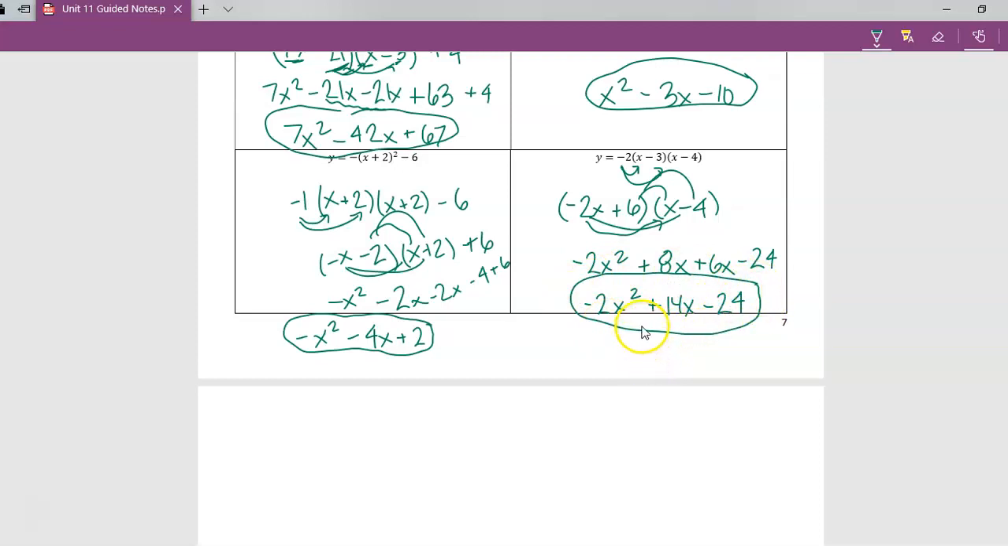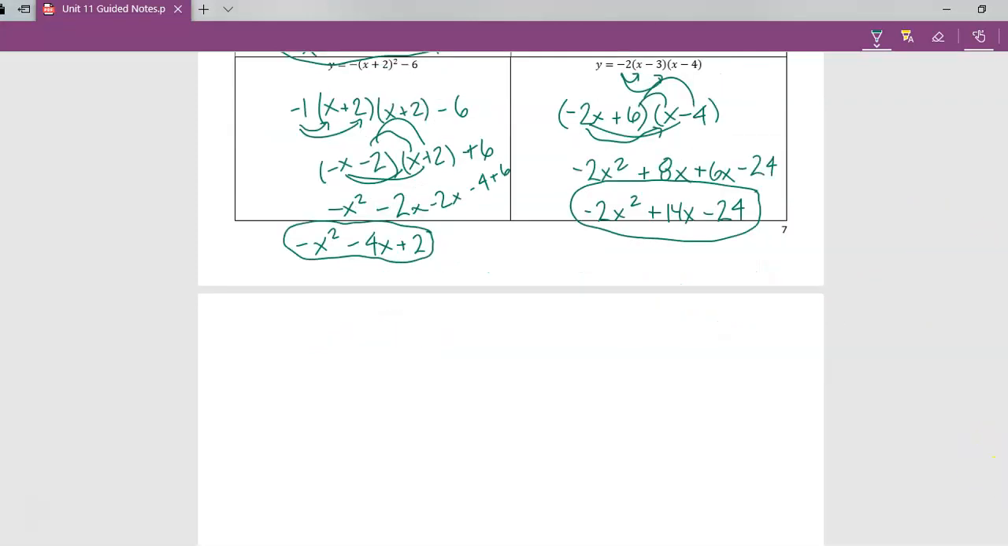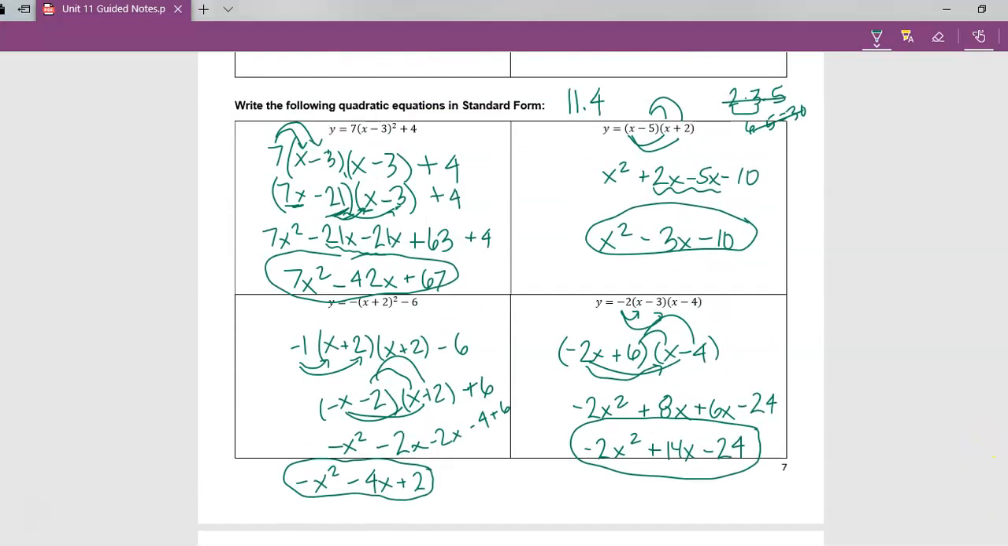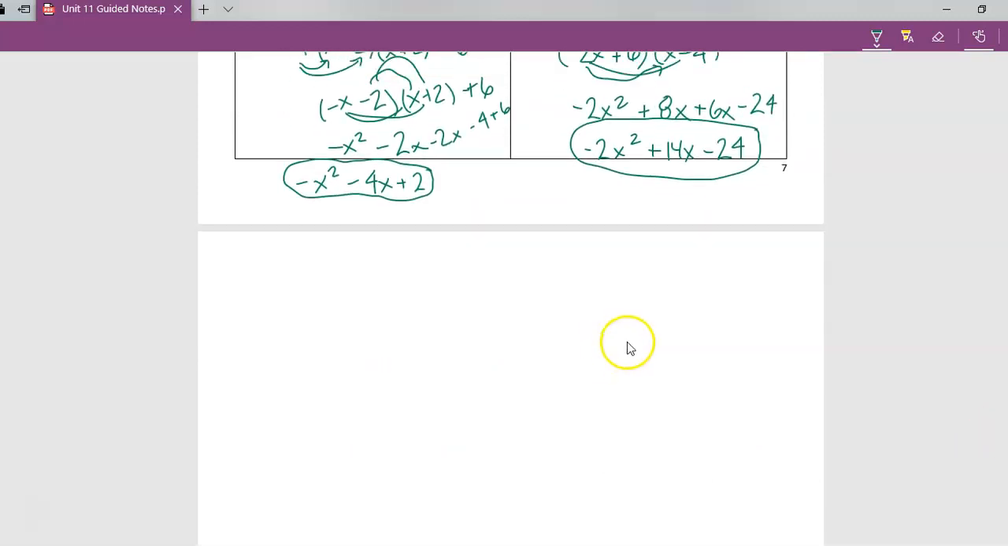Okay, so that's basically all we're doing today. We're just multiplying them out, getting them in standard form. On your assignment, if they're already in standard form, just rewrite it, say it's in standard form already. If they're in any other form, you need to multiply them out and get them in standard form.